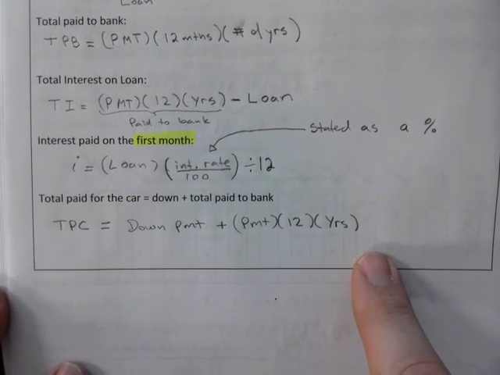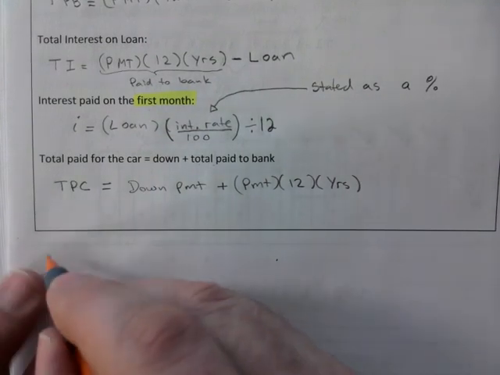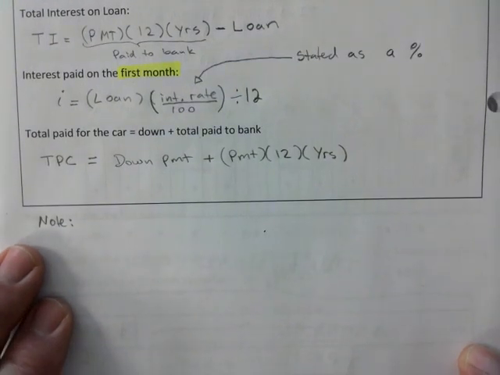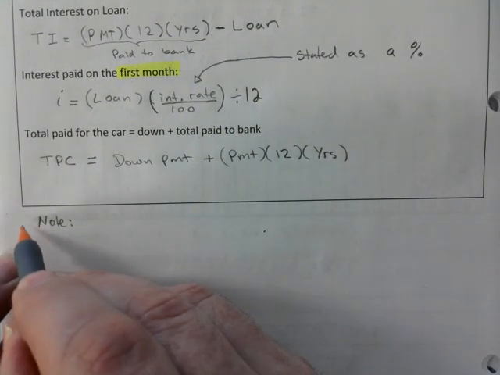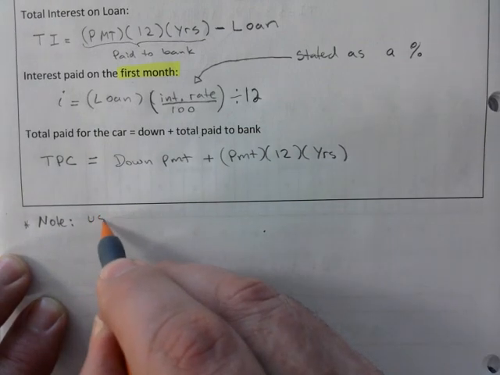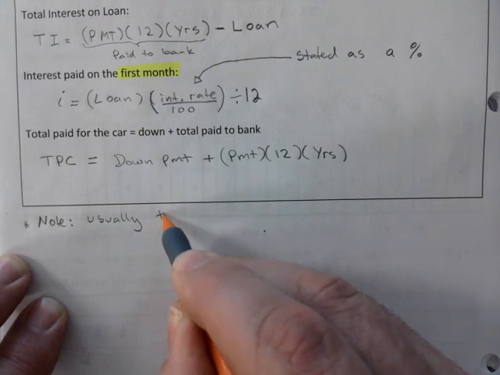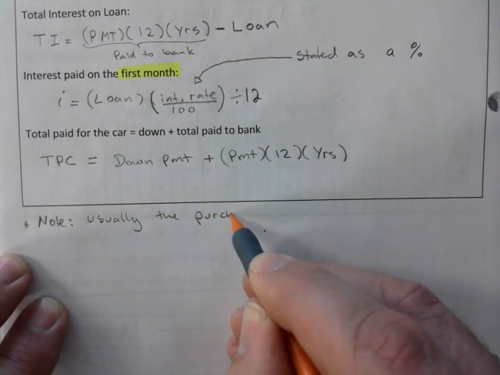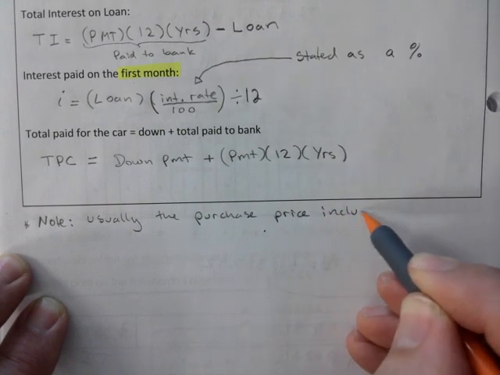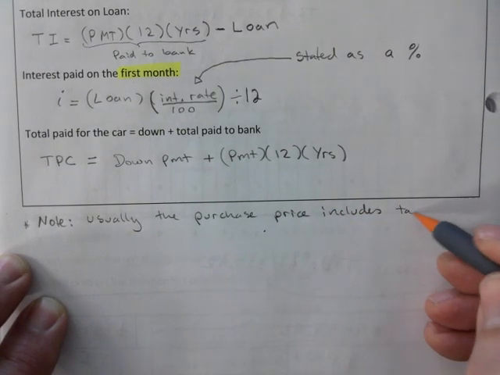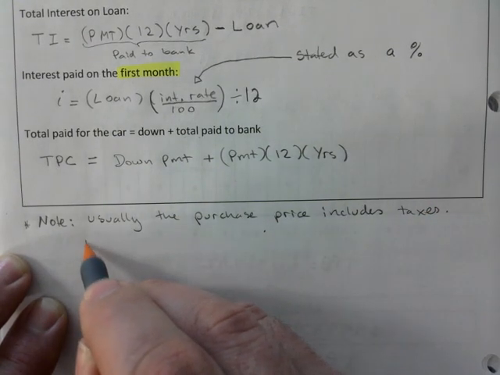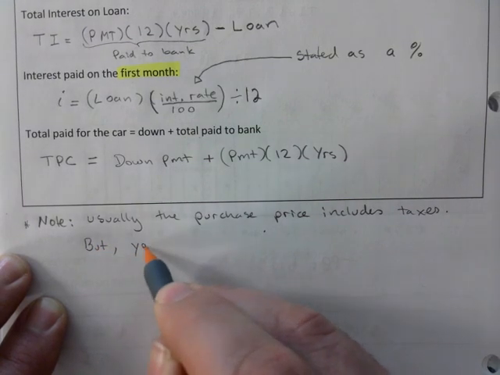And now I will make a note down here because I worked through this whole booklet, and then I go back and make some notes to help you out so you're not falling into a trap. Usually the purchase price includes taxes, okay? But you have to read carefully.